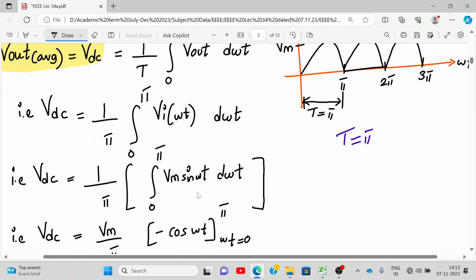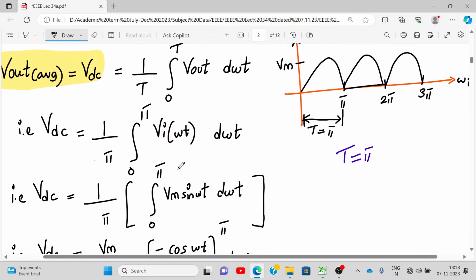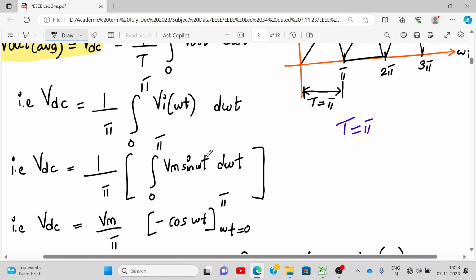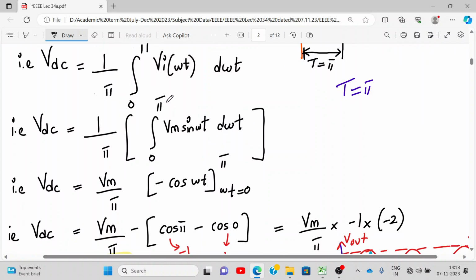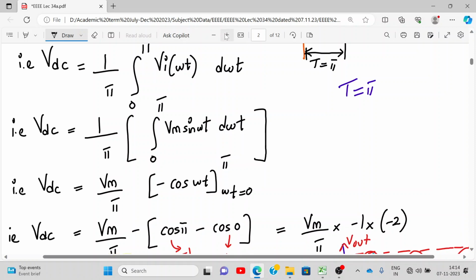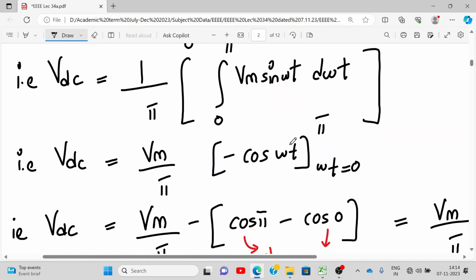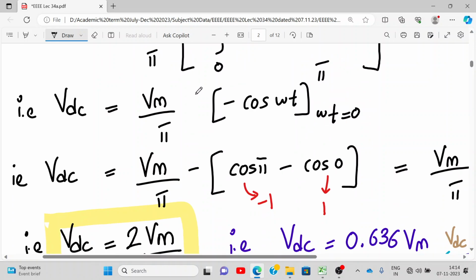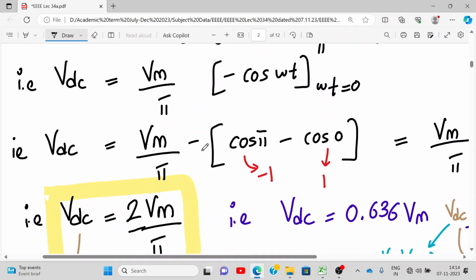Okay. So VDC is 1 upon pi, integral 0 to pi, Vi, as the output is the same as the input. Here it is in the positive half cycle, so Vi of omega t is Vm sin omega t. So 1 upon pi integral 0 to pi Vm sin omega t. Vm is a constant, and what is the integral of sin omega t? Minus cos omega t, where omega t goes from 0 to pi, and we have Vm upon pi outside. Here we take the minus sign outside. Actually, this should have been like this, because this will be treated as if we are subtracting it.